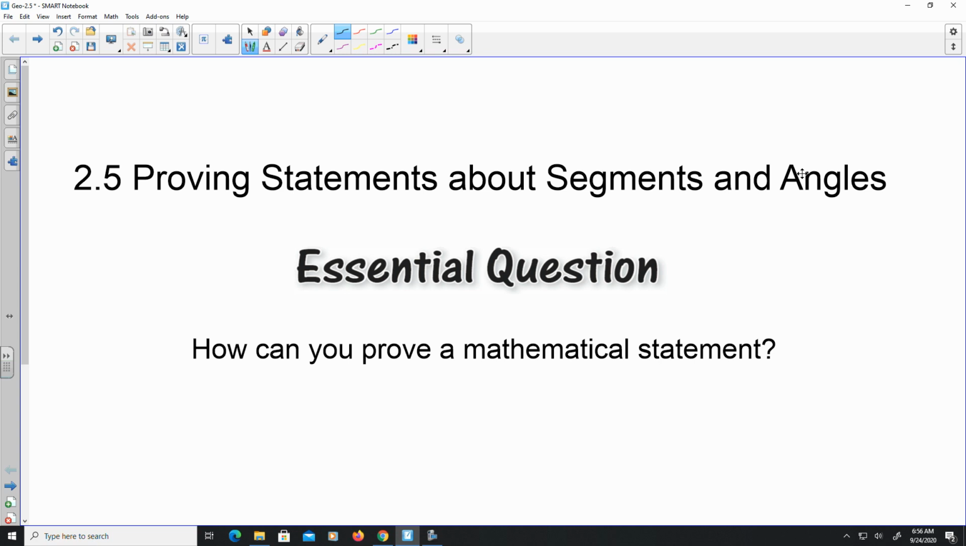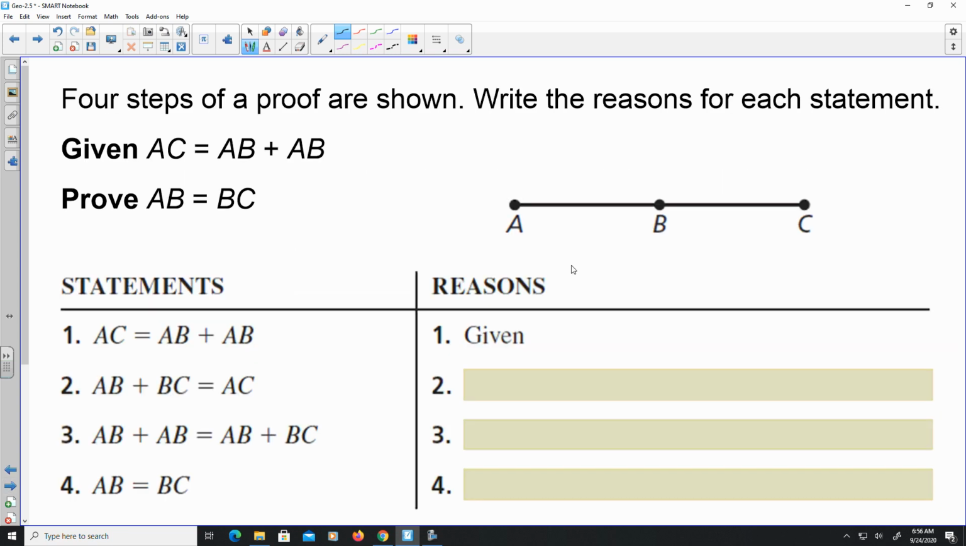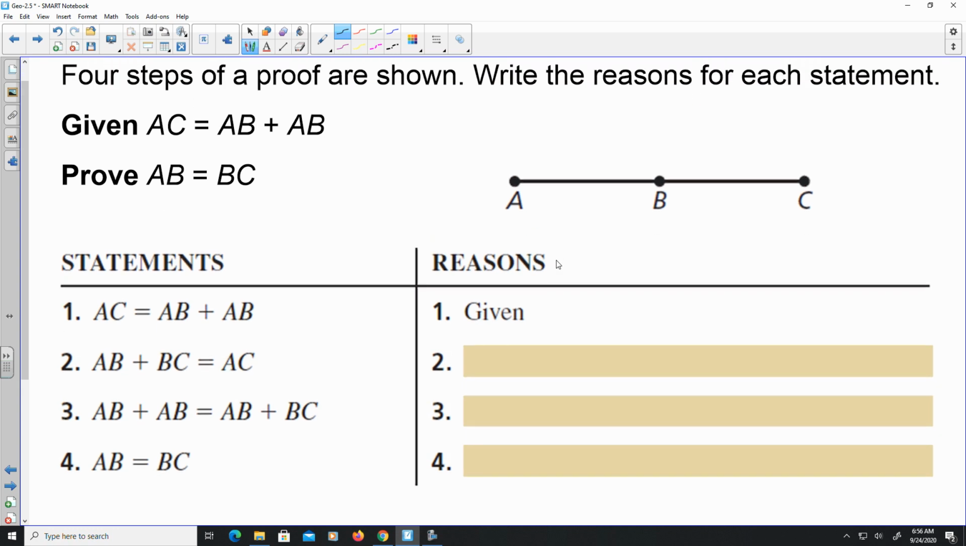And we're going to look at different examples to show how we can prove those things. It takes a lot of steps. It takes practice. So let's get into it.